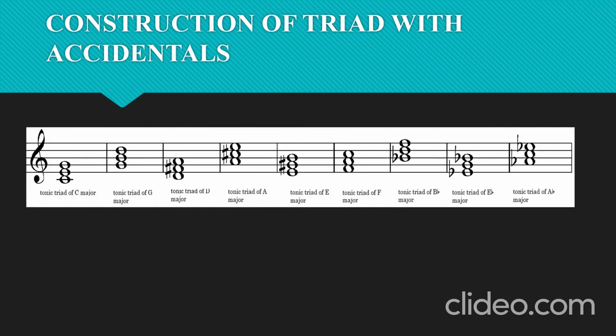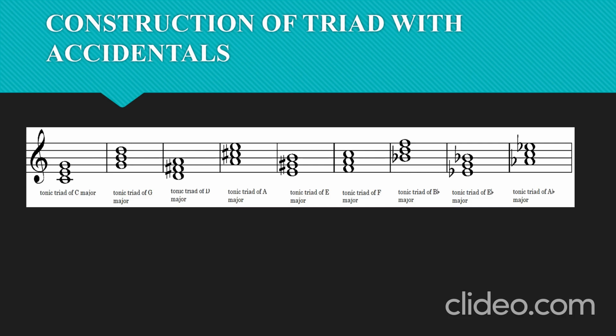Let me explain this now. What will be the tonic triad of C major? You write out the scale of C, and then you pick out the tonic, which is C, then E, G. So you can see this is C, this is E, and this is G. Straightforward, in simple terms, without having to complicate issues. That's the tonic triad of C major.